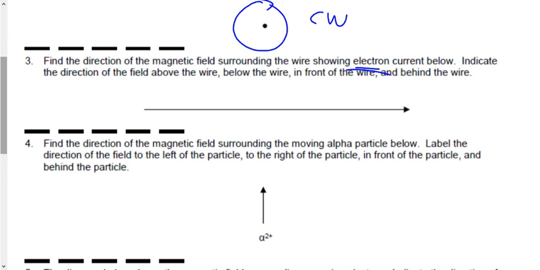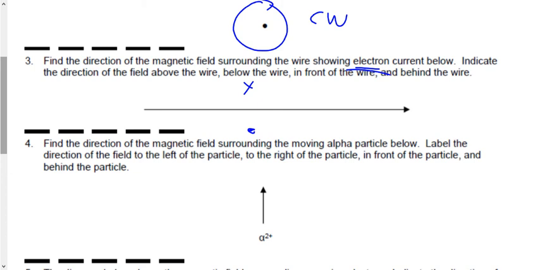Yep. Above the wire. Yep. And which way are they pointing, Hamish? Into the page. So above the wire, we'd say into the page. Hamish, you had a question? No? Okay. So below the wire, my fingers would be pointing out of the page.